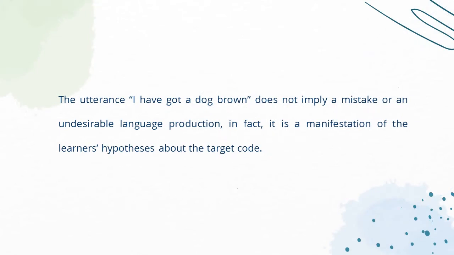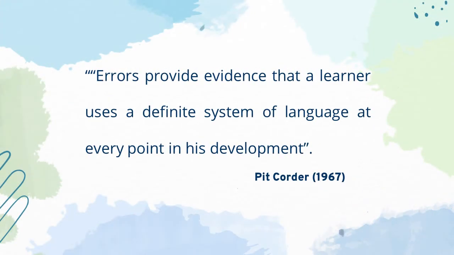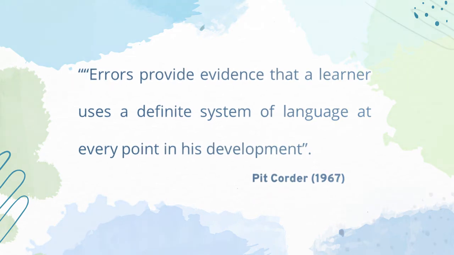The utterance, "I have got a dog brown," does not imply a mistake or an undesirable language production. In fact, it is a manifestation of the learner's hypothesis about the target. In Pit Corder's words, errors provide evidence that a learner uses a definite system of language at every point in his development.